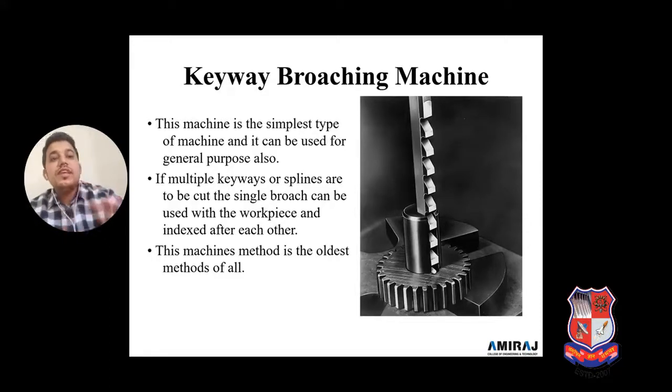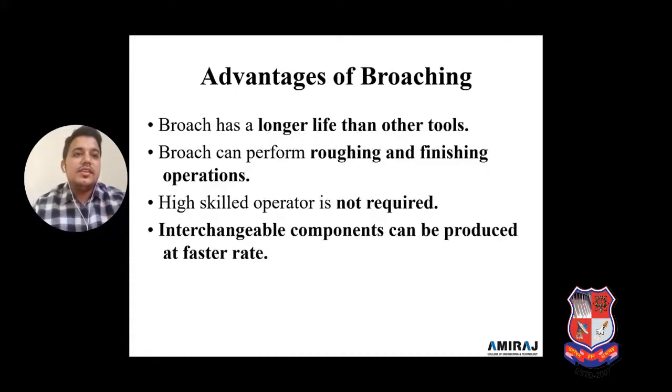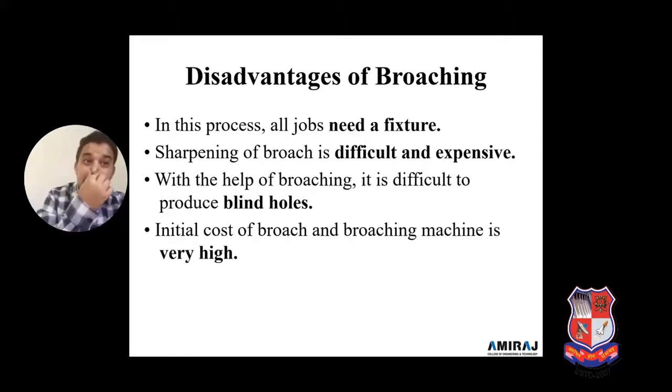This is a very old method of broaching, and the main advantages are that the broach has a longer life than other tools. The broach performs roughing and finishing operations. A highly skilled operator is not required, and components can be produced at a faster rate. And disadvantages are also there. You need a fixture. When you pull or push something, the workpiece may try to move in another degree of freedom or any other direction.